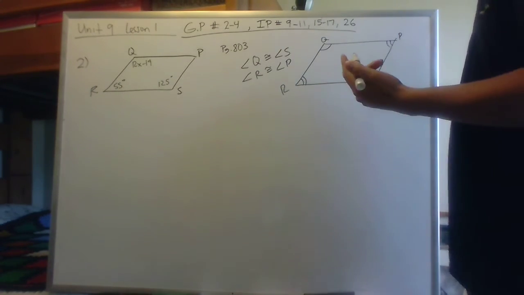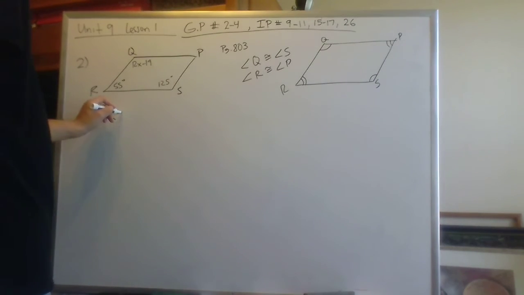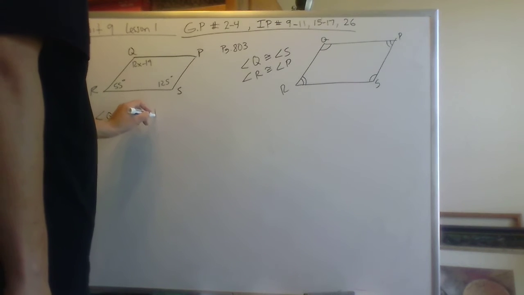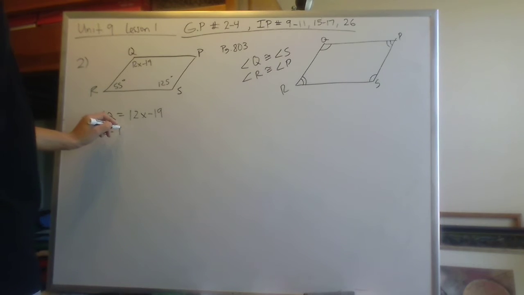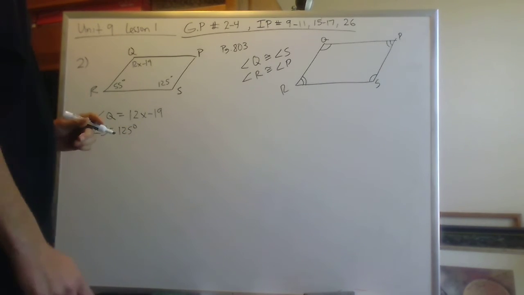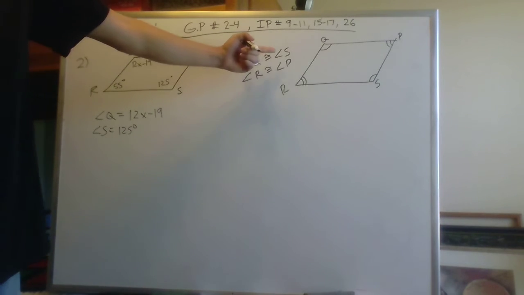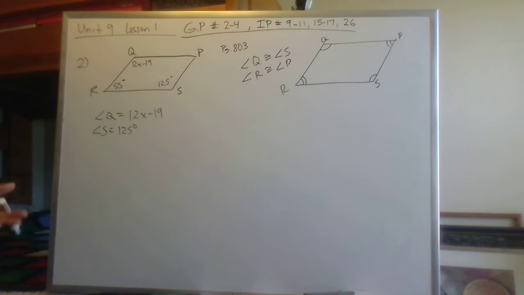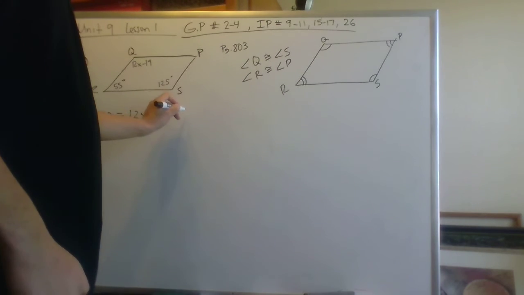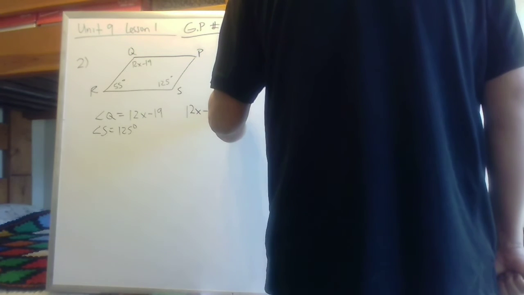So over here, we know that angle Q is equal to 12x minus 19, and angle S is equal to 125 degrees. And because they are equal, angle Q is congruent to angle S. That's one of the theorems from page 803 on parallelograms. We're going to set them equal to each other. So we're going to have 12x minus 19 equals 125.